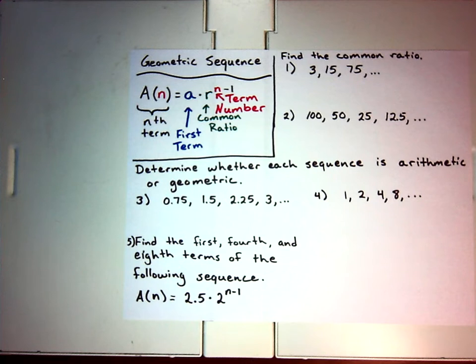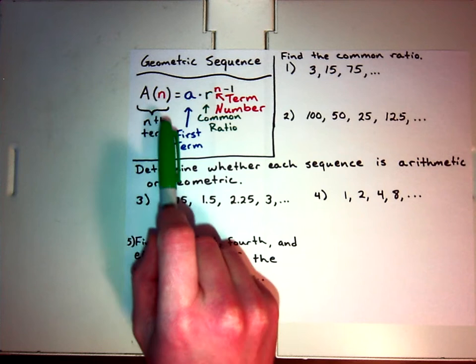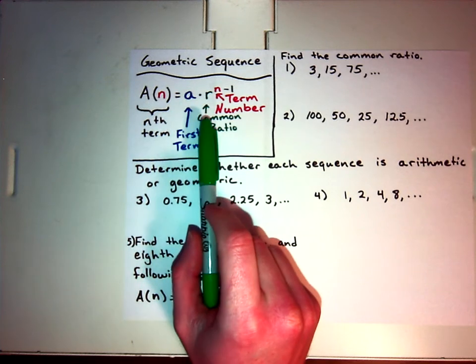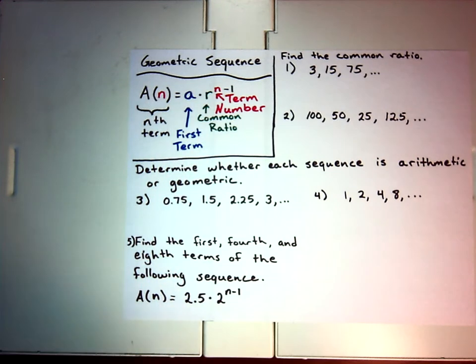Whereas when we're working with a geometric sequence, we're noticing a multiplication pattern. Every time it's moving, it's being multiplied by something. And we're given a formula for this where, if we have enough information, we can plug values into this formula to find any term in the sequence. And that formula is a sub n equals a times r to the n minus 1 power.